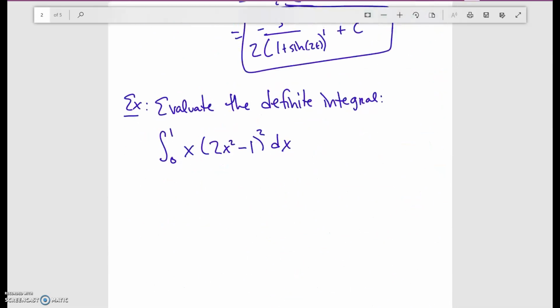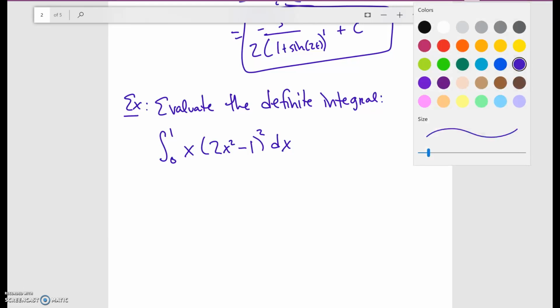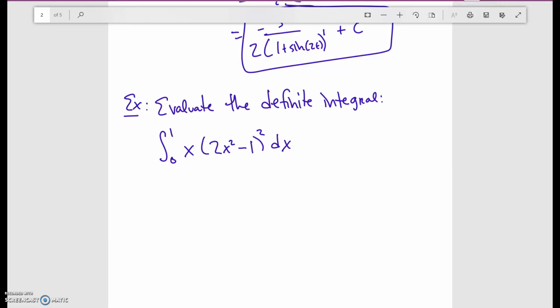We know we have to use U-substitution because if you notice, if I take the derivative of 2x squared minus 1, I will get something that has an x term in there. So we will have to use U-substitution. Okay, so the first thing that we want to do is we're going to let u equal this 2x squared minus 1. And then I'm going to take the differential, the derivative, so it's going to be 4x dx.